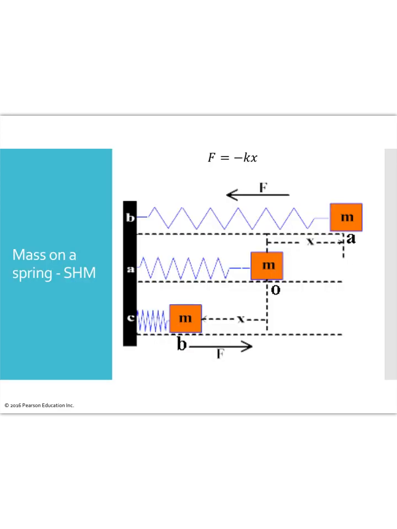So let's take a look again at that mass on a spring. Here is a picture of the mass on a spring. This right here, x equals 0, is the equilibrium location. So that's where x equals 0. And then we know that if we stretch the spring, this distance here that we measure would be a positive x.